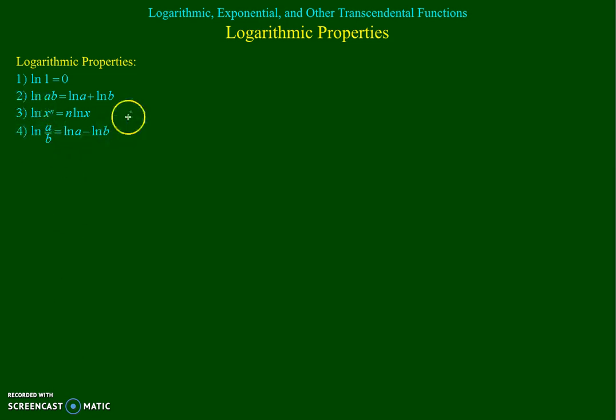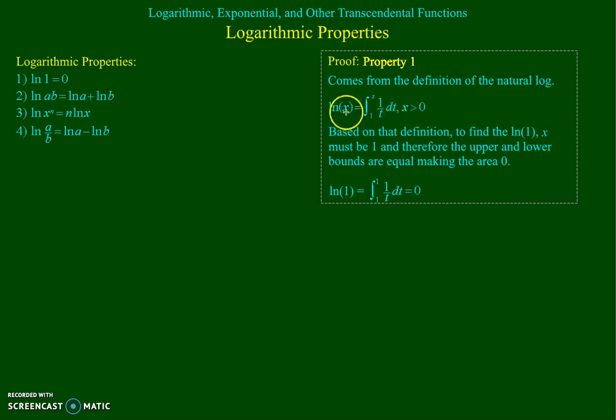So here we have 4 basic logarithmic properties. The first property, the natural log of 1 equals 0, is a direct consequence of the definition of natural log. The definition of natural log is the definite integral from 1 to x of 1 over t dt. Now, if we just assume for the sake of discussion that x is 1, then what we're doing is taking the area of a curve that has a width of 0. So if the width is 0, the area under that curve naturally has to be 0. So that's where the natural log of 1 equals 0 comes from.